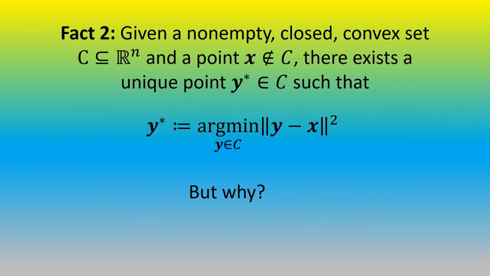Fact 2. Given a non-empty closed convex set C, a subset of R^n, and a point x not in C, there exists a unique point y star in C such that y star is the argmin over all y in C of the norm of y minus x squared. So that's the distance between x, which is a point not in C, and y, which is a point within the boundary of C. But why is this true?